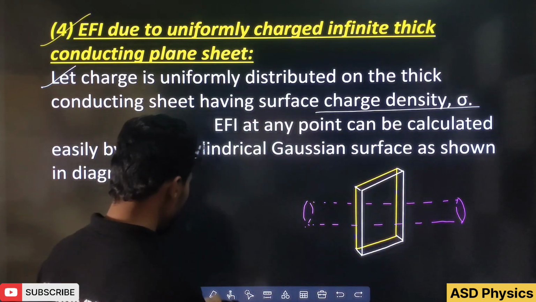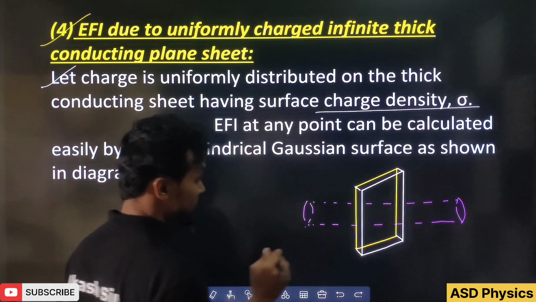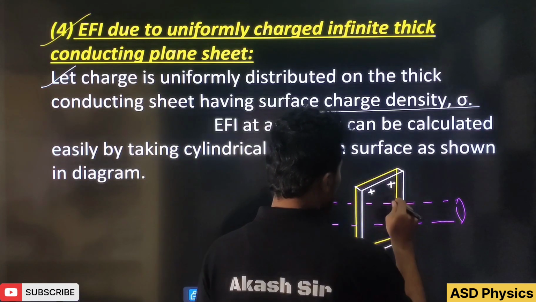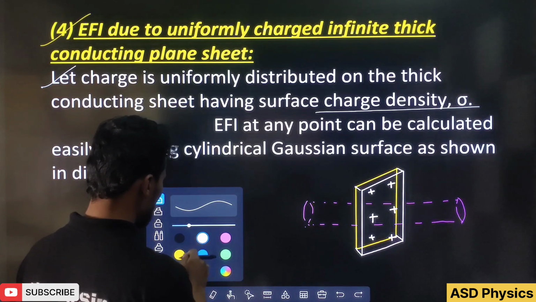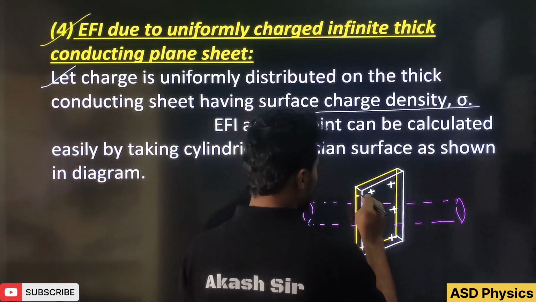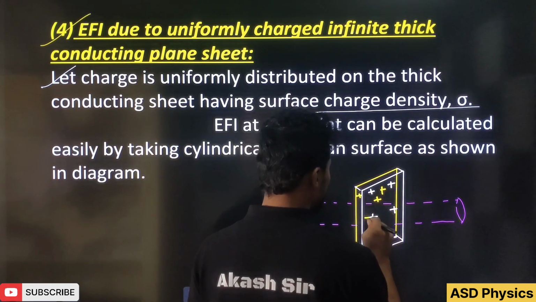Let me distribute the charge here. So see here please, two surfaces are there. So see please, on this side I have taken some positive charges. This is on the white color side of the sheet. Another one is yellow, which is the backside.